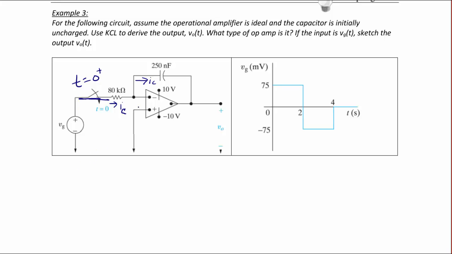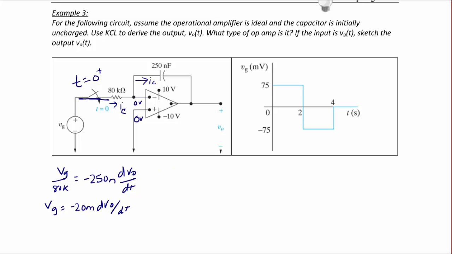Next, we're going to write a KCL equation at the negative terminal. Now recall that if the positive terminal is connected to 0 volts, then the negative terminal is connected to 0 volts. So the KCL equation is that VG over 80K is equal to negative 250 nano dV0 dt. So VG is equal to negative 20 milli dV0 dt.